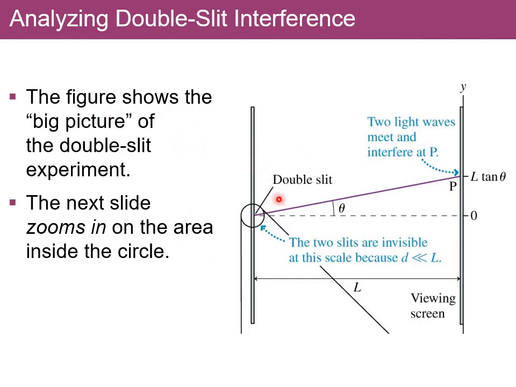Here we see the double slits presented to the plane wave and the viewing screen. Since we assume that the distance L from the slits to the viewing screen is much greater than the distance d between the slits, the two rays appear as one when zoomed out this far. We will zoom in on the circled area on the next slide.